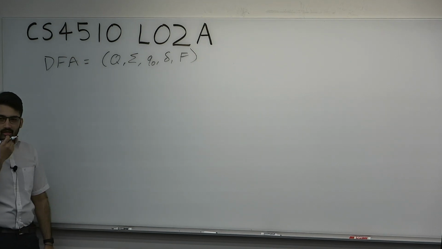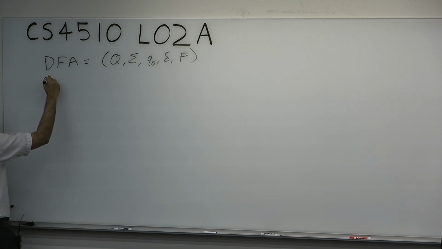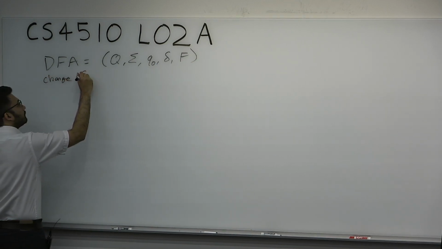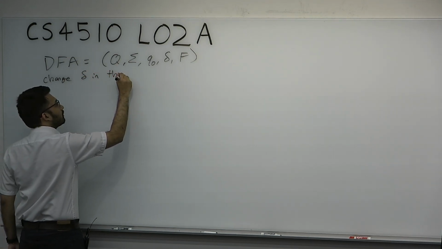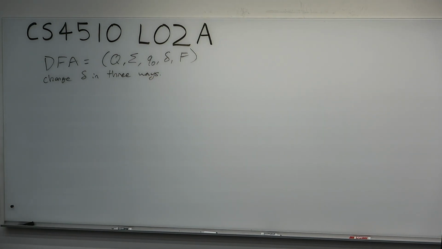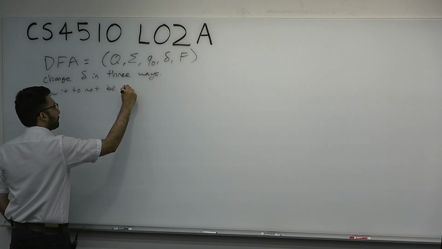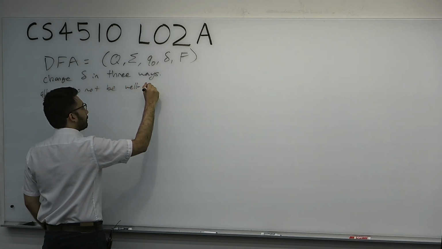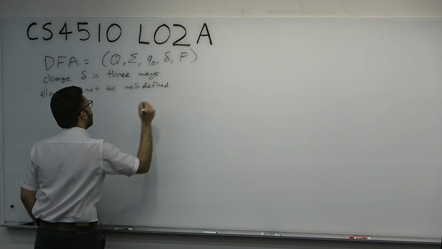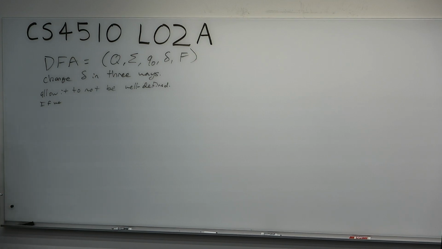So what we're going to do is try and change delta in 3 ways and see if that gives us any power. So first, we're going to allow it to not be well defined. If we need some transition and it's missing, we'll just call that an implicit rejection.